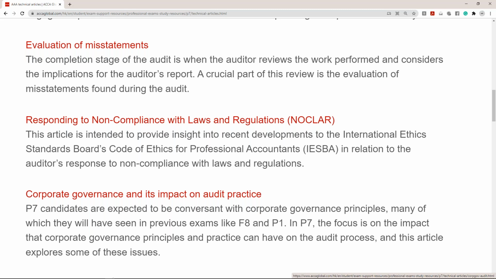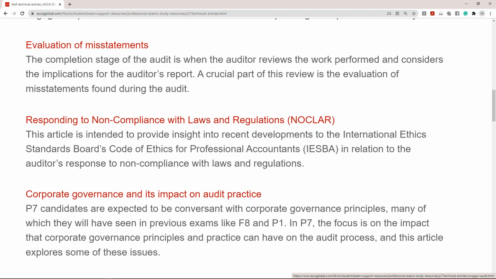I hope you remember we were doing a question on day 3 of the webinar where we got that schedule of uncorrected misstatements. In that schedule, we have a lease asset debit and a lease liability credit. That schedule of uncorrected misstatements relates to this article, evaluation of misstatements. So this is not a knowledge article, this is an application article. So just don't worry about it.